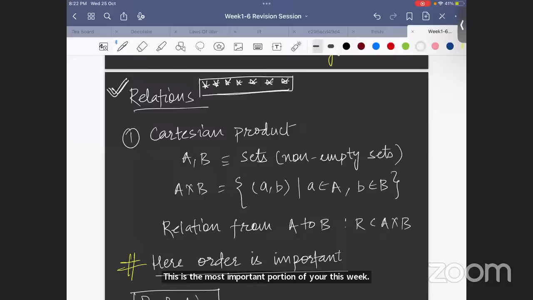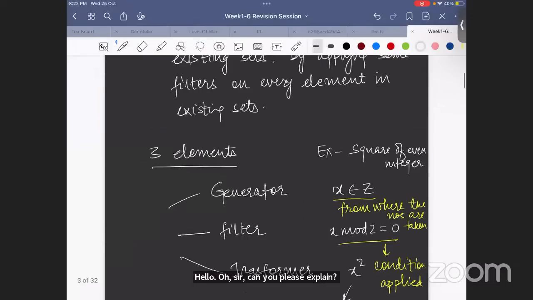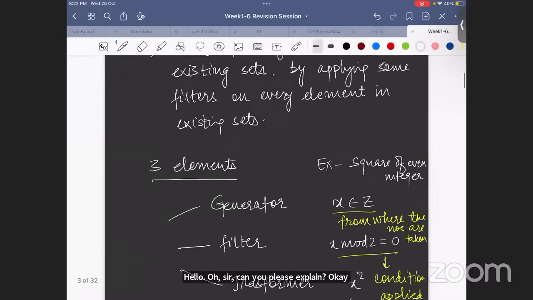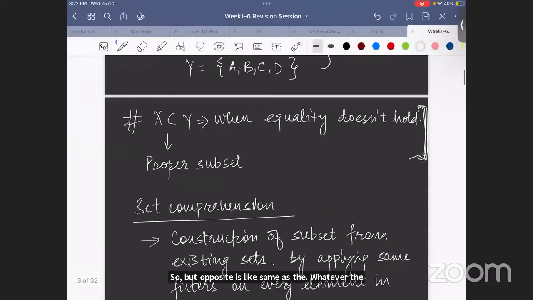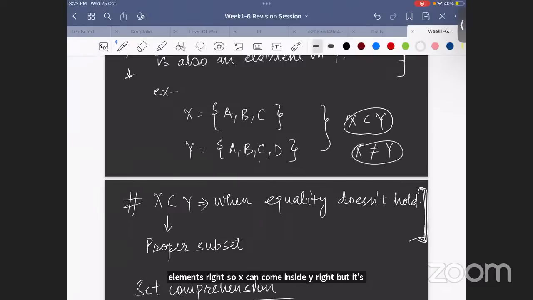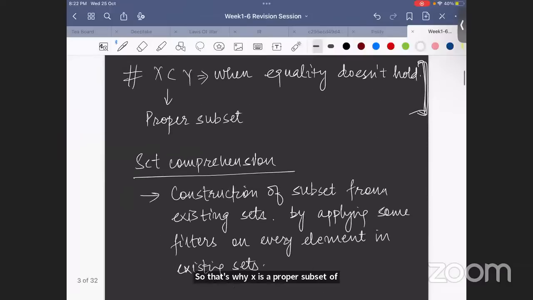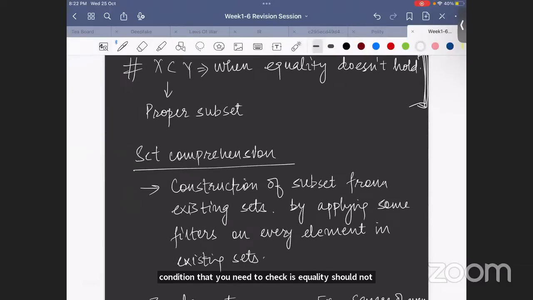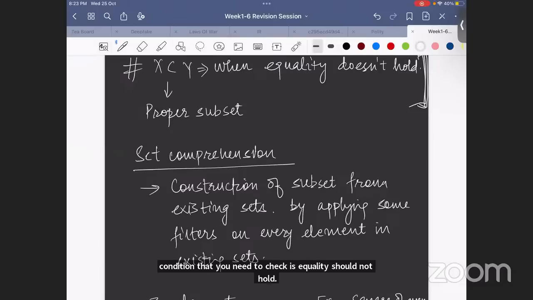Sir, can you please explain a proper subset again? So a proper subset is the same as the normal subset we have defined. The only thing is X should not be equal to Y. So there are 3 elements here and 4 elements there, right? So X can come inside Y, but X is not equal to Y. So that's why X is a proper subset of Y. The only condition you need to check is that equality should not hold. That's it.